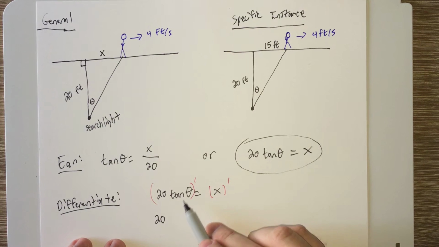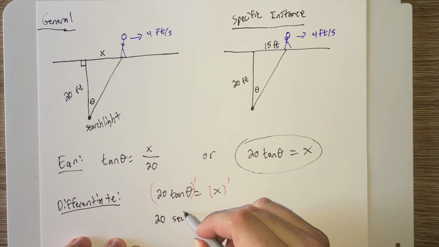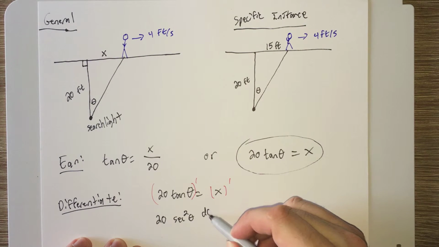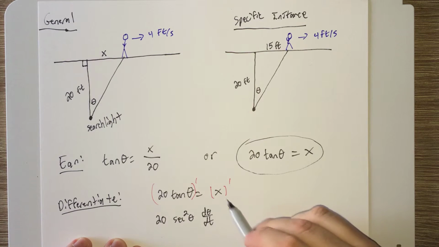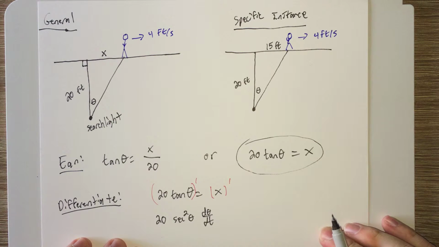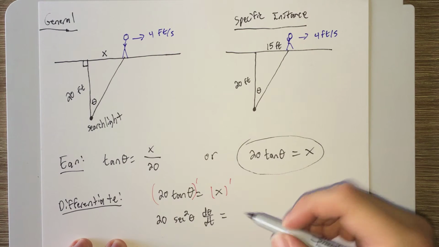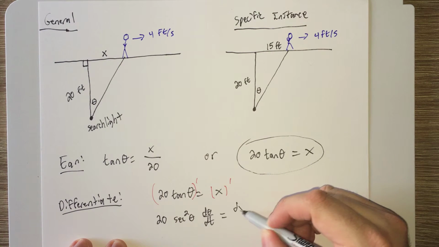The derivative of tangent stuff is secant squared of the stuff times the derivative of the stuff. What's the derivative of theta? d theta dt. And what's the derivative of x? That might be a little confusing because it's so easy. But the derivative of the letter is just the derivative of the letter. It's just the derivative of x. The way we'll write that is dx dt.